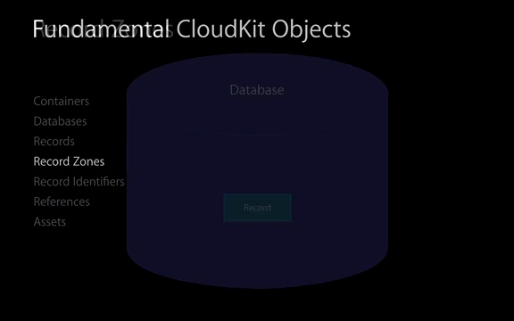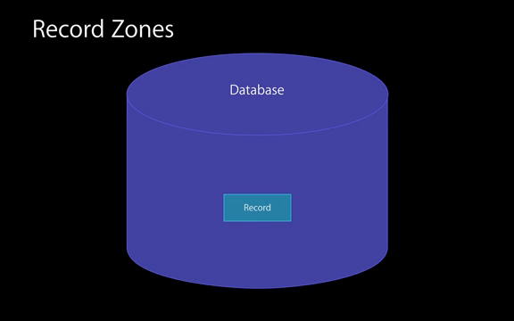Let's talk about record zones. So this is the model that we've just presented, and it was kind of a lie, but it was a useful lie at the time. Records don't exist by themselves, just as objects in your application don't exist by themselves. There's going to be a natural grouping of objects within your application. Similarly, we want a way to express this grouping in CloudKit.